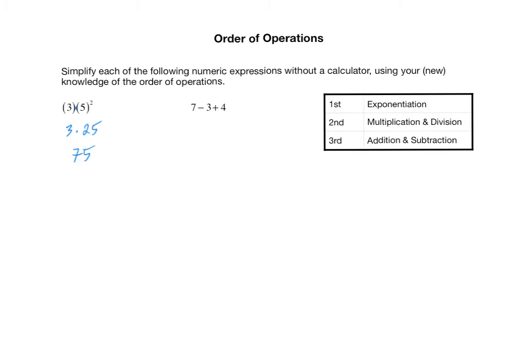In general, you do them from left to right, whichever order they show up in the expression. So since the subtraction shows up first, we do that before the addition. 7 minus 3 is 4. 4 plus 4 then is 8.